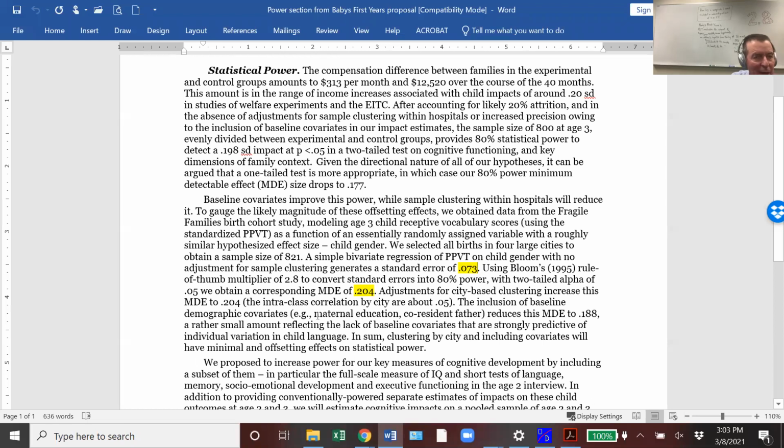So we'd really like to have a baseline cognitive measure, but we don't. But we do have maternal education, co-resident father, and so forth. That reduces the minimum detectable effect size to 0.188, a rather small amount, reflecting the lack of baseline covariates that are strongly predictive of individual variation in child language. In sum, clustering by city and including covariates will have minimal and offsetting effects on statistical power.